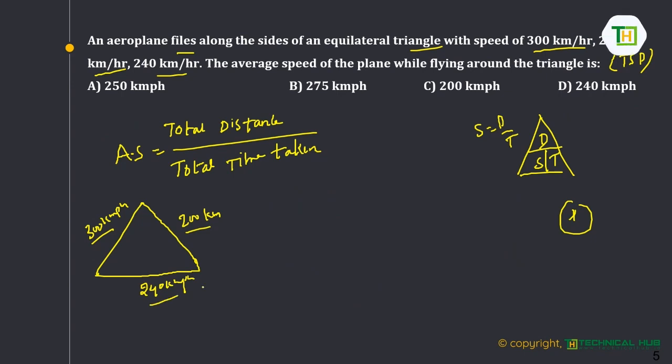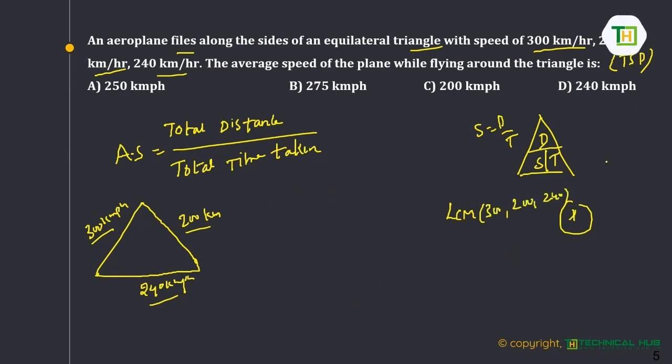For the sake of calculation purposes only. If you take any variable, you have to do more calculations. That's why it is better to take a value that is exactly divisible by 300, 200 and 240. When it is possible, simply take the LCM of the given speeds.